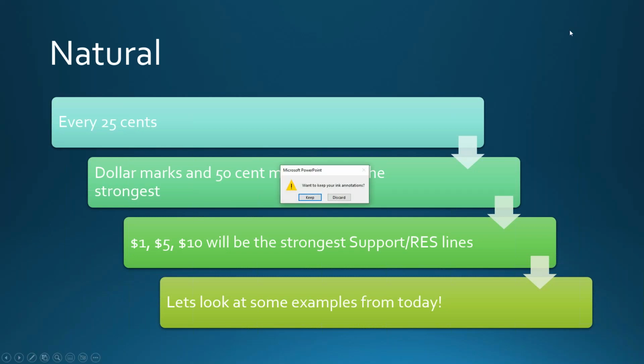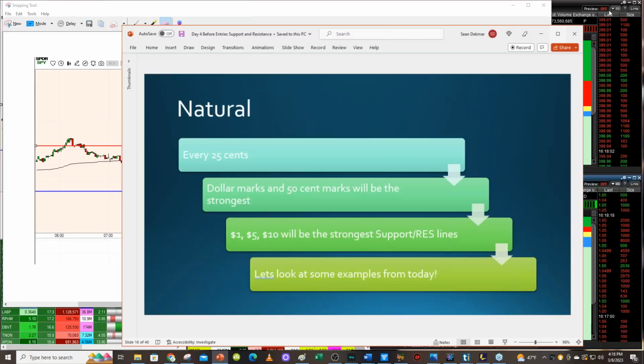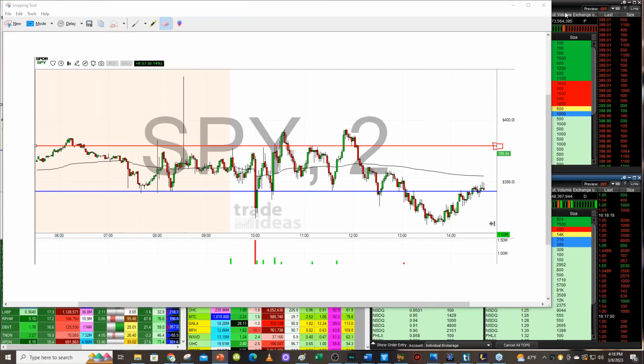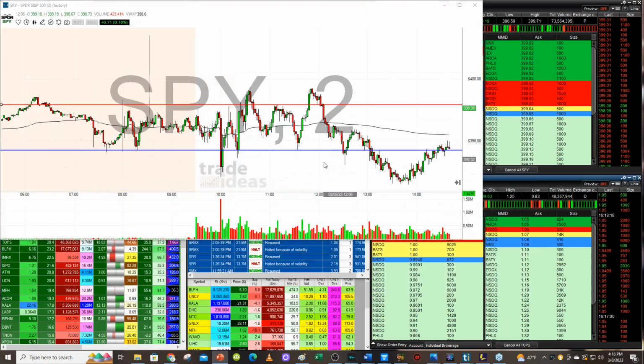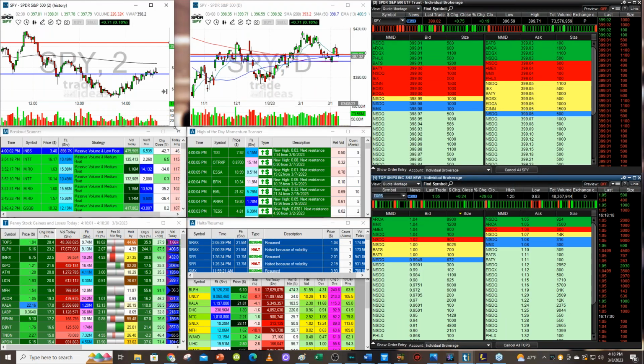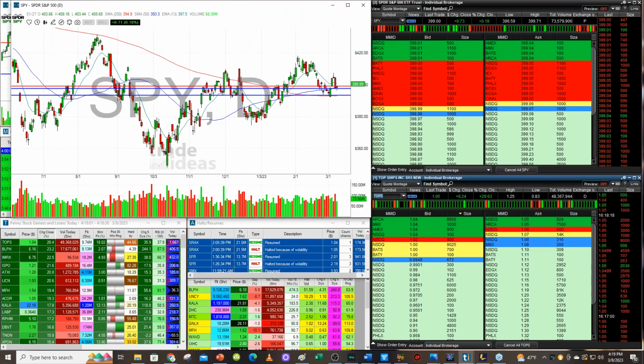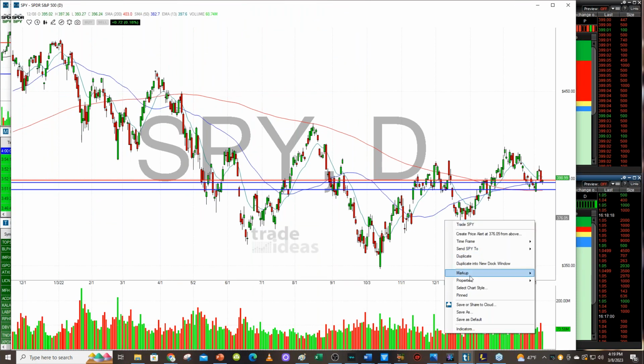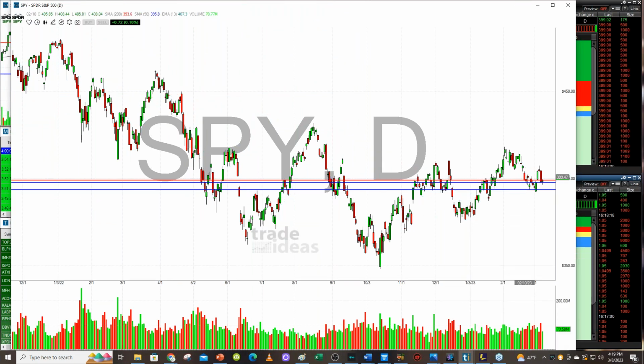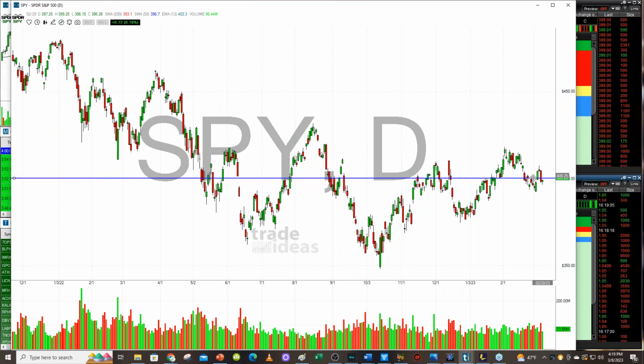Let's take a look at this over on the S&P 500 and check out what's happening around some of these strong natural resistance and natural support lines. So let's go check out a daily chart right here. Let's get rid of these indicators, we don't need them, so let's turn off some indicators right here. And let's just put a line right across the board, right around this 400 region.